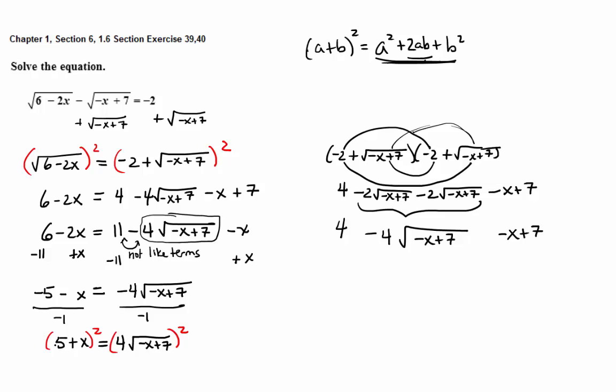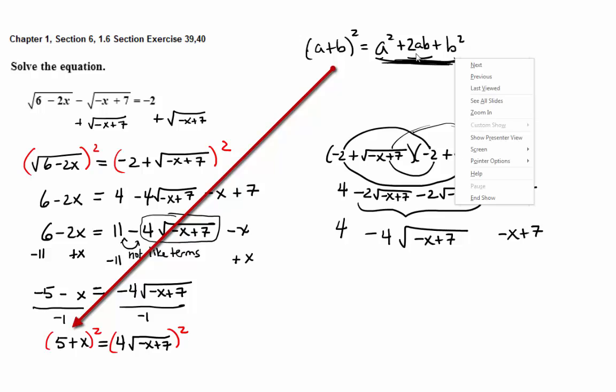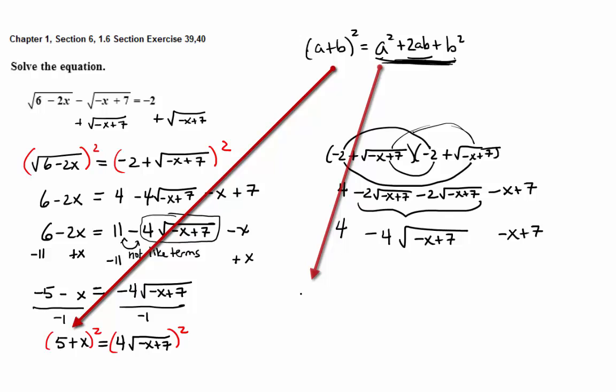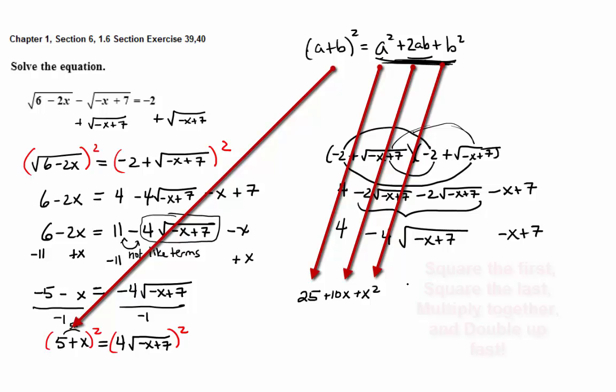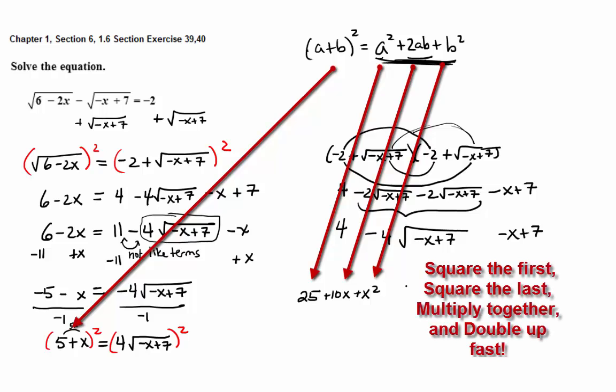So on the left, we have a binomial being squared. You can either FOIL it out, or you can follow the pattern. You're going to have the first term squared, last term squared, and twice their product in the middle. That's what I'm going to do. 5 squared is 25. X squared is x squared. And we want twice their product. Their product is 5x, so 10x is going to be in the middle. There's even a little rhyme about it: square the first, square the last, multiply together, and double up fast.